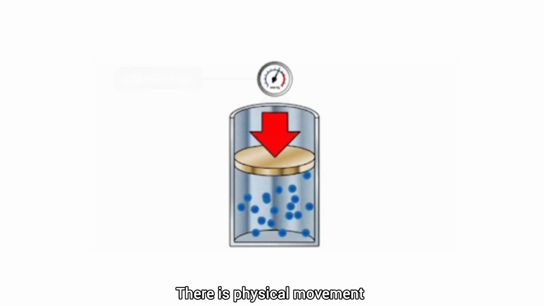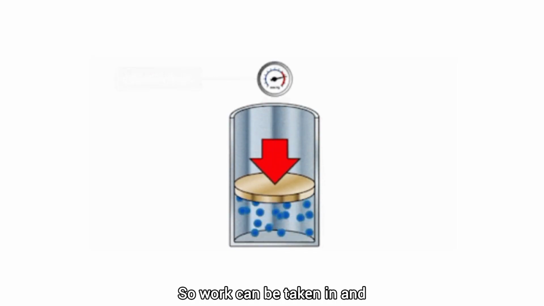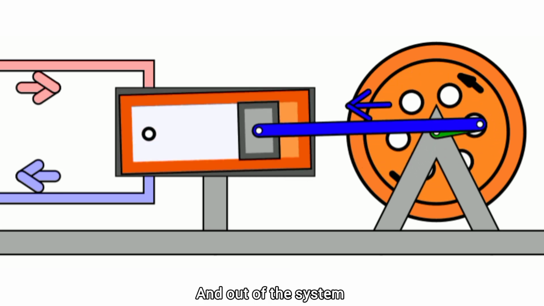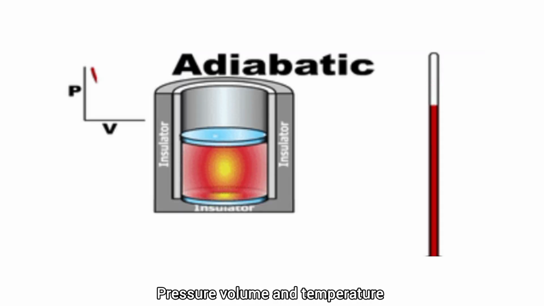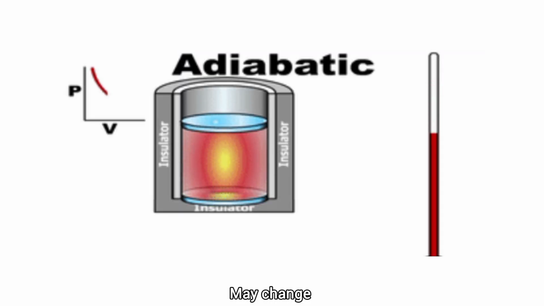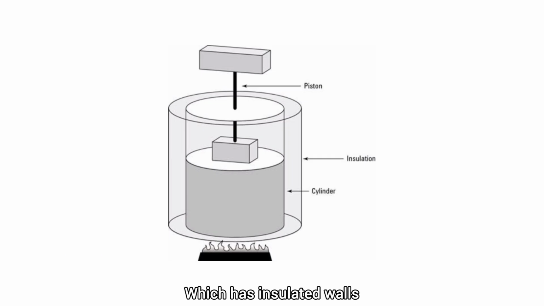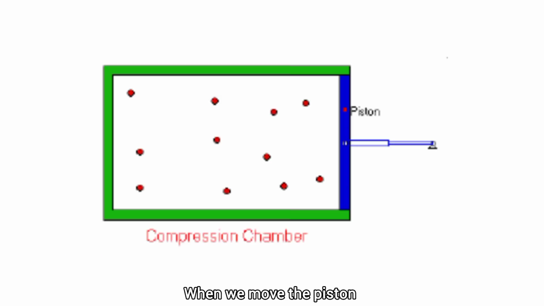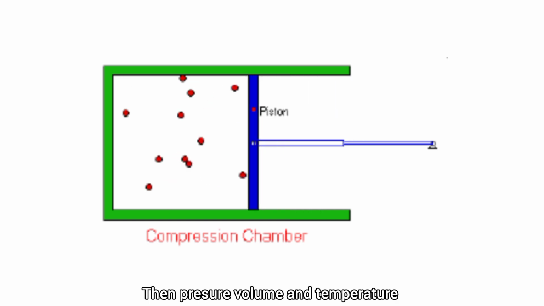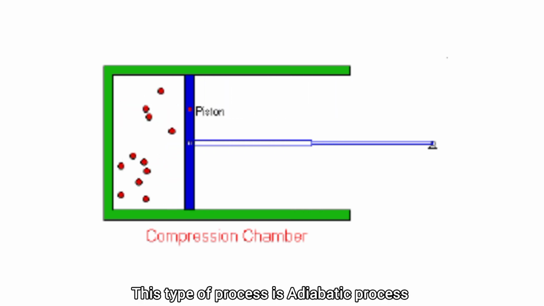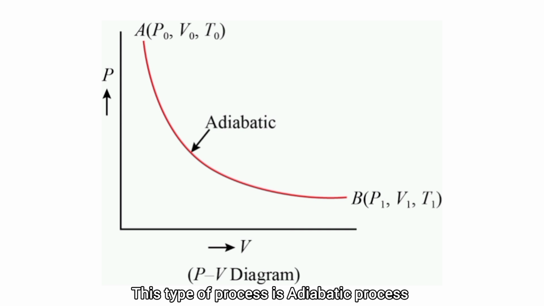There is a physical movement of the boundary, and that's why work can be taken in and out of the system. Now let's move to the adiabatic process. In this process, all the properties such as pressure, volume and temperature may change, but there is no direct exchange of heat between the system and the surrounding. For example, let's take a cylinder which has insulated walls and a piston fitted inside it. When we move the piston, the pressure, volume and temperature all change, and this type of process is known as an adiabatic process.